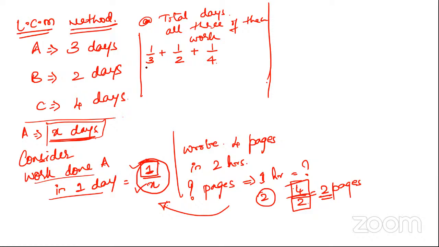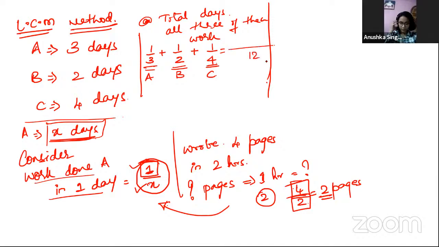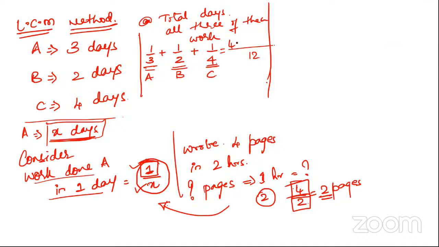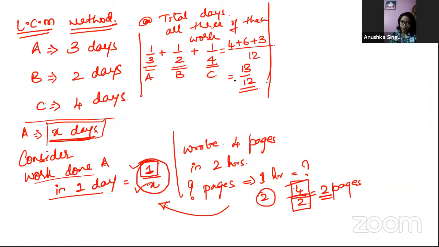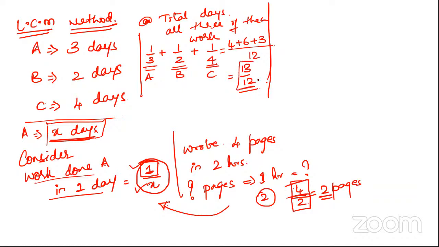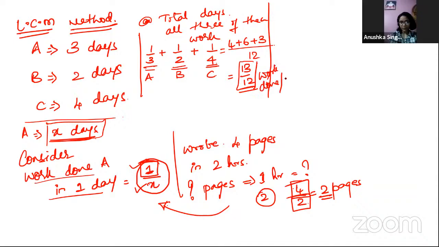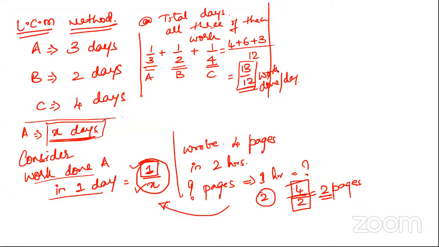So 1 by 3 is the work done by A, 1 by 2 is the work done by B, 1 by 4 is the work done by C. Now what is the LCM of 3, 2, and 4? 12. So 3 4s are 12, 2 6s are 12, 4 3s are 12. So I have 13 by 12. What is this 13 by 12? Work done in 1 day. 13 by 12 is the work done per day.